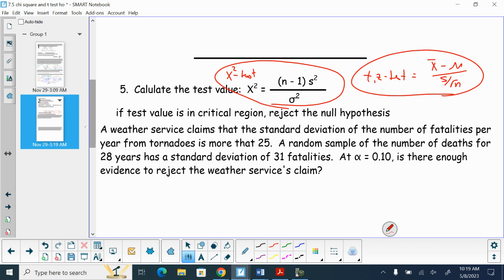The Weather Service claims the standard deviation of the number of fatalities per year for tornadoes is more than 25. I don't really know why they worry about the standard deviation, not quite sure. One death is one too many. You should be talking about the average number of deaths. But that's just my own personal opinion. A random sample of the number of deaths for 28 years has a standard deviation of 31 fatalities. Alpha value 0.10. Is there enough evidence to reject the claim?